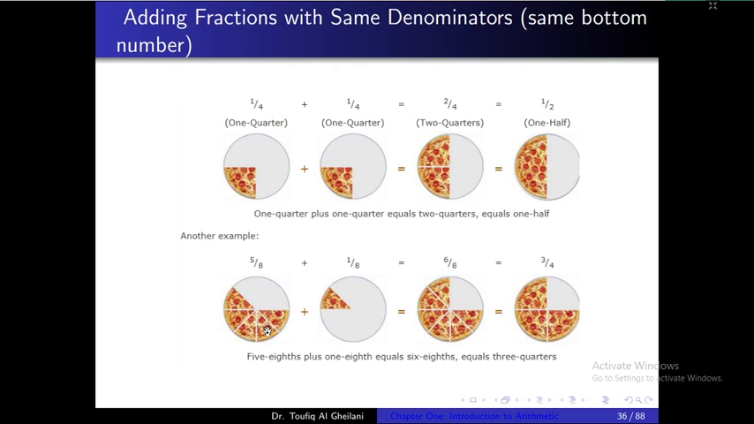Here is another example. 5/8 plus 1/8. So the bottom, or denominator, is the same. We keep it the same. Then we sum the numerators, the top. 5 plus 1 is 6. And here we can simplify by dividing 6 by 2, we get 3, and 8 divided by 2, we get 4.